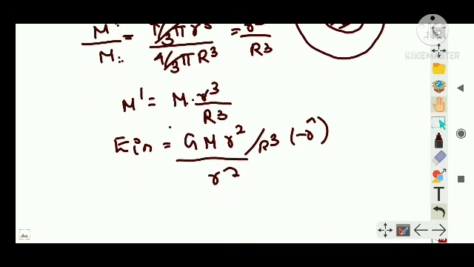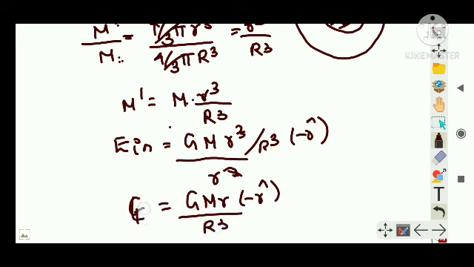So in the numerator it is r cube by capital R cube divided by this r squared, so one r cancels out. So you will get the electric field inside the solid sphere equal to minus GMr, or I can write it as minus r cap here, divided by capital R cube. That is the electric field inside the solid sphere.